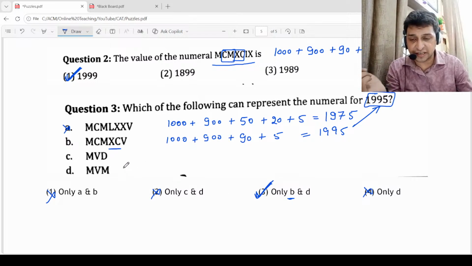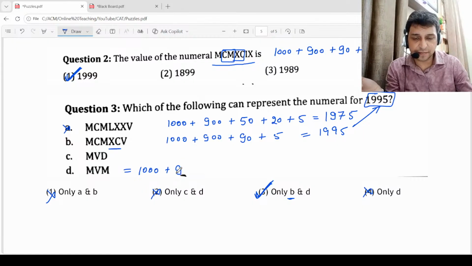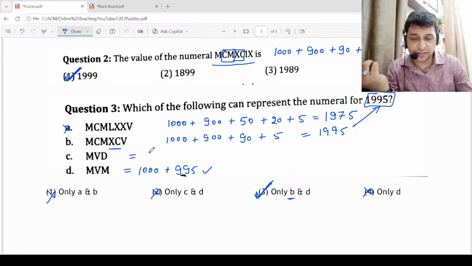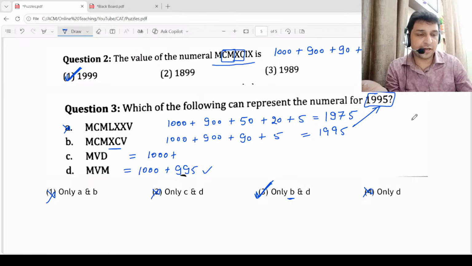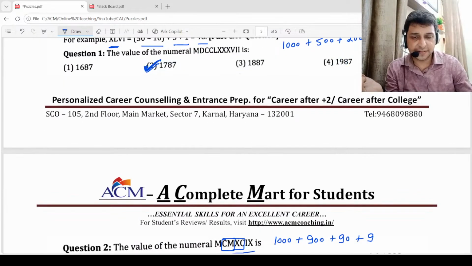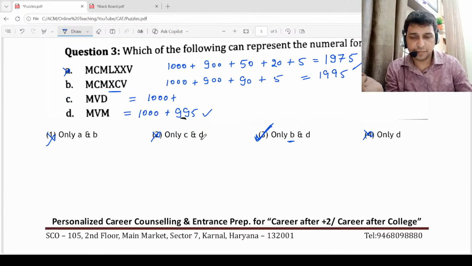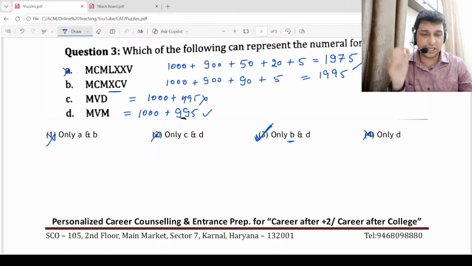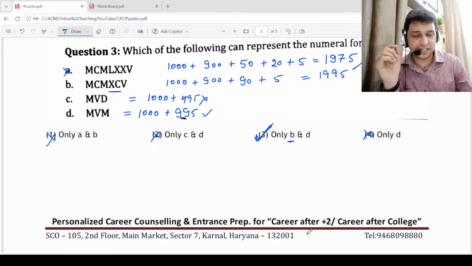Let's verify it. Let's check D as well. Now, M is 1000. And V 5 minus 1000, that is 995. That is also making sense. Now, MVD, if we still cross check, 1000. Now, D is 500. So, that does not make sense. That is 495. So that is also not the answer. So the answer which we get is only from B as well as D. So that is the answer we're going to have.